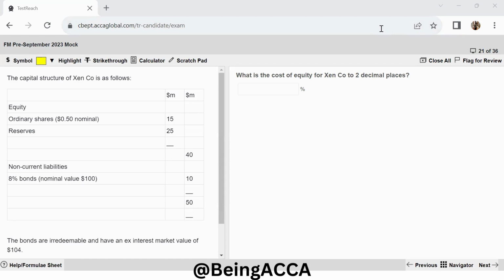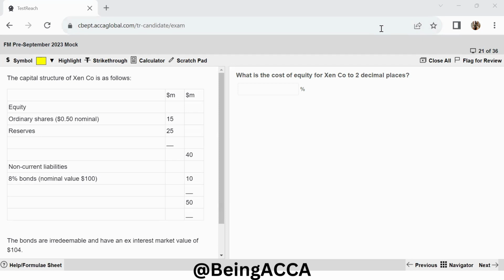This is Tushita Gupta, ACCA affiliate, and in this video we are going to be continuing with our FM pre-September 2023 mock, and this is the second OT case study. The name of the company that we are dealing with over here is Zen Company. So let's read the scenario. It's a relatively short one.